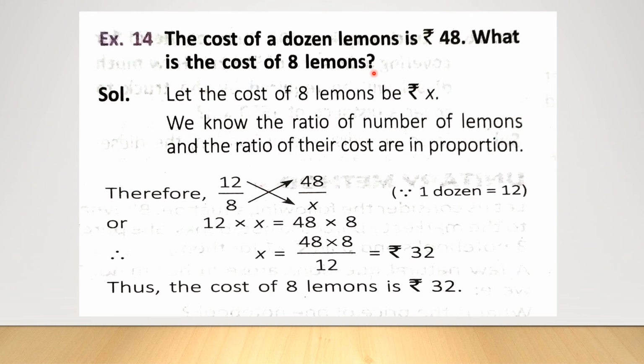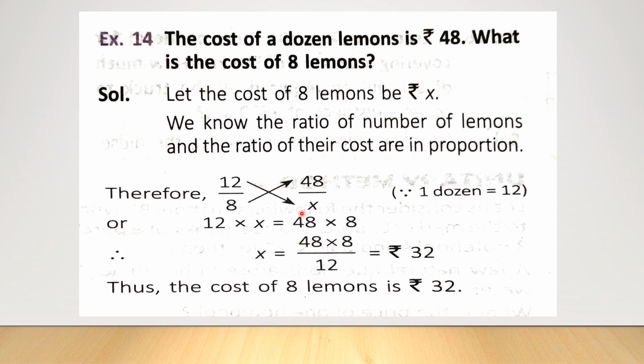Now let us do it by the proportion method. Let the cost of 8 lemons be x. If the ratios are in proportion, we know that the ratio of the number of lemons and the ratio of the cost are in proportion. So the ratio of the number of lemons is 12 is to 8, and the cost of 12 lemons is 48, and the cost of 8 lemons is x. So 12 by 8 is equal to 48 upon x.